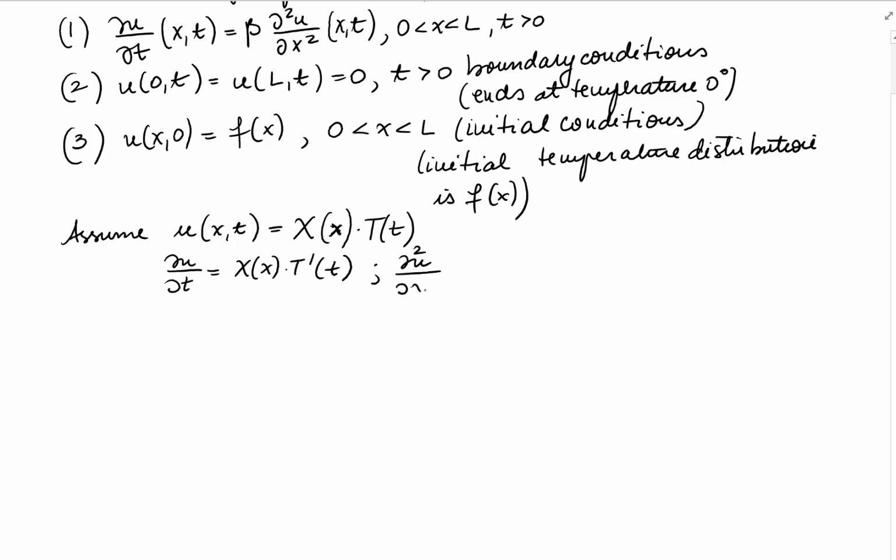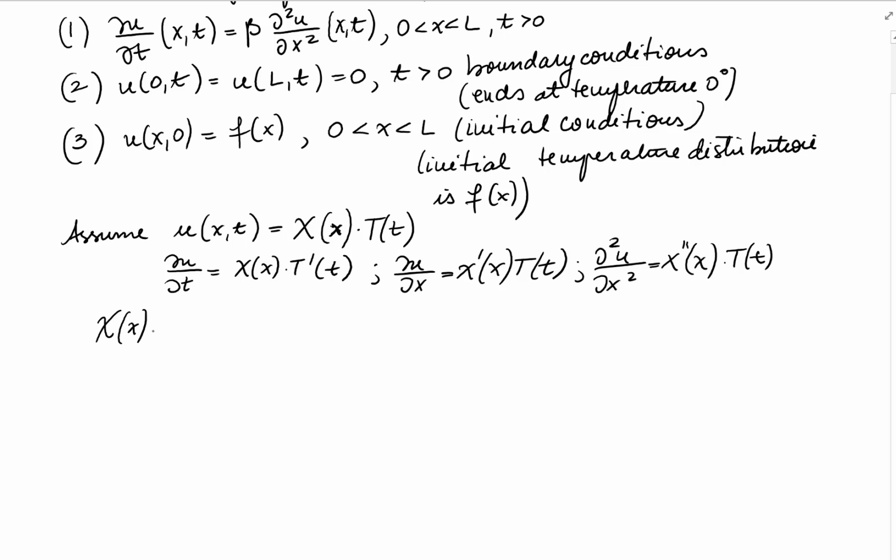Du/dx, well, let's do first the first derivative. du/dx equals X'(x) T(t), and the second derivative of u with respect to x is X''(x) times T(t). So if we replace this into equation 1, we get X(x) times T'(t) equals beta times X''(x) times T(t).